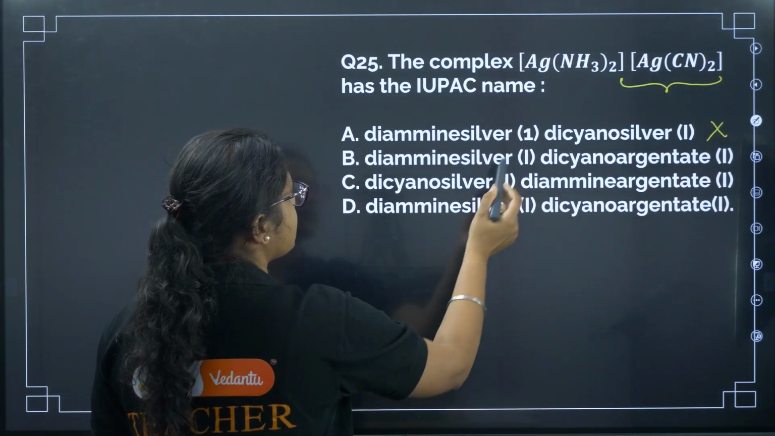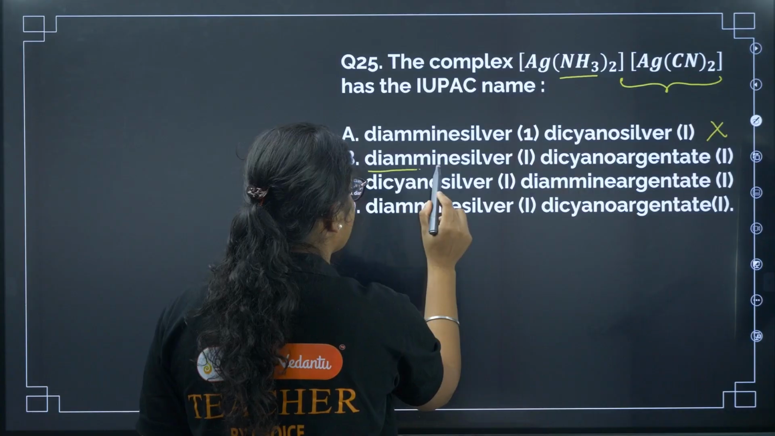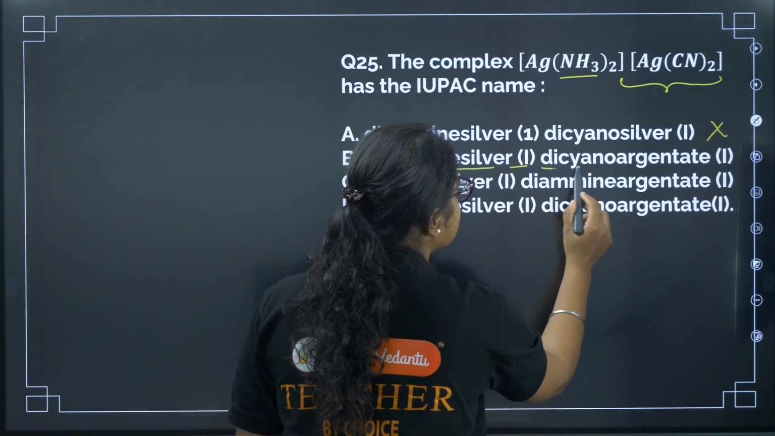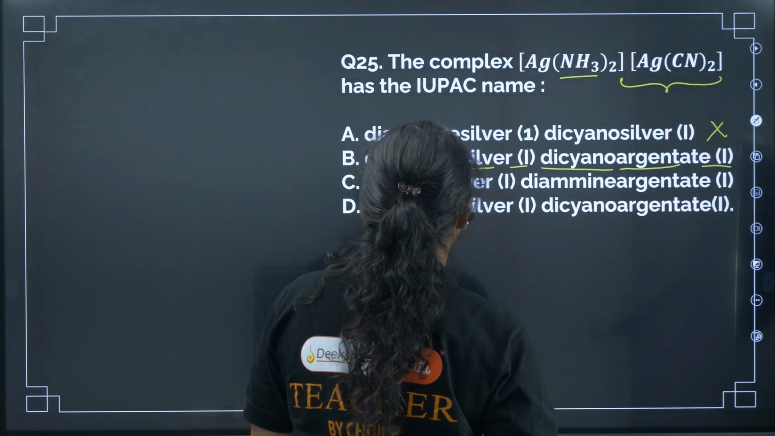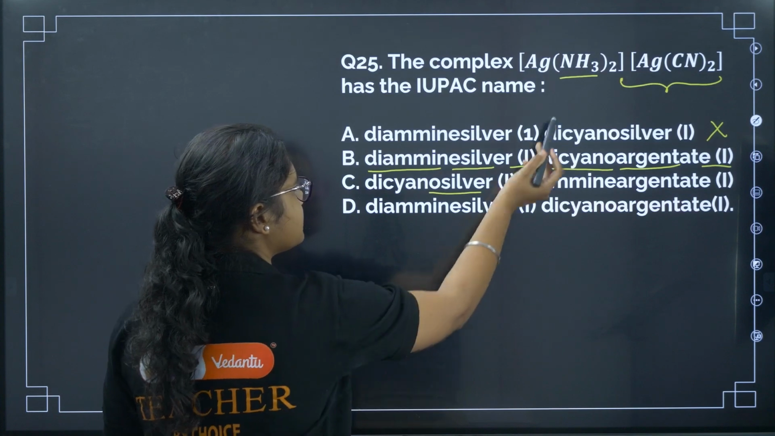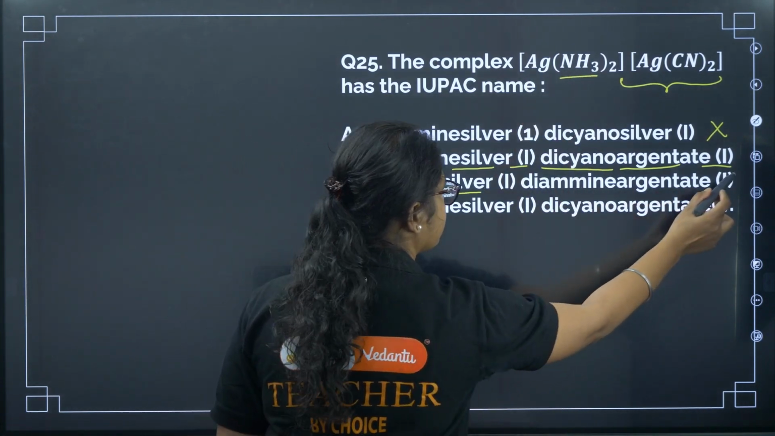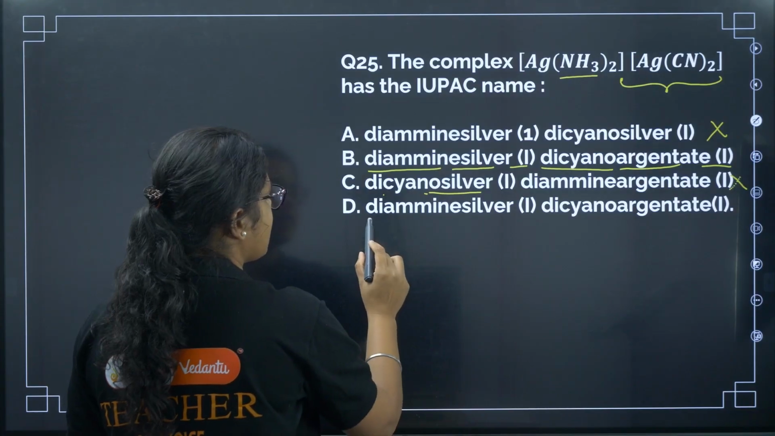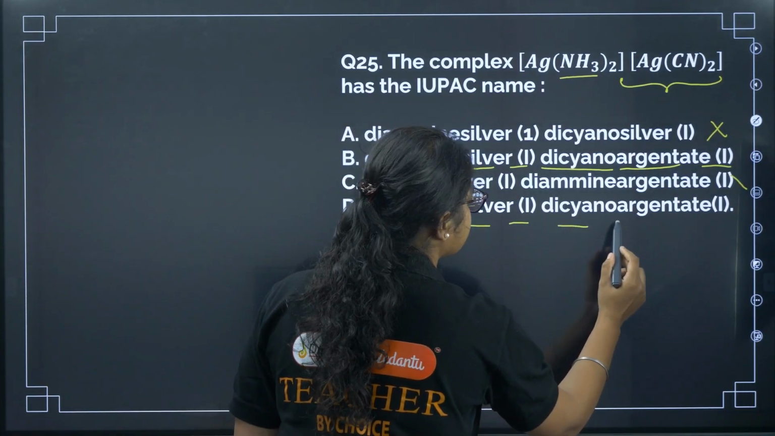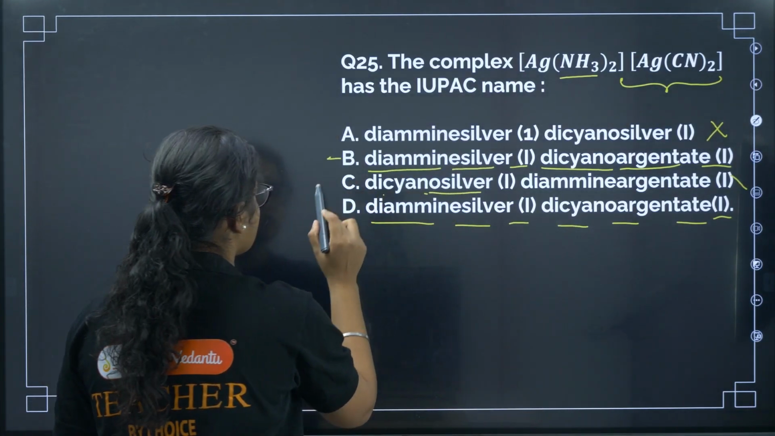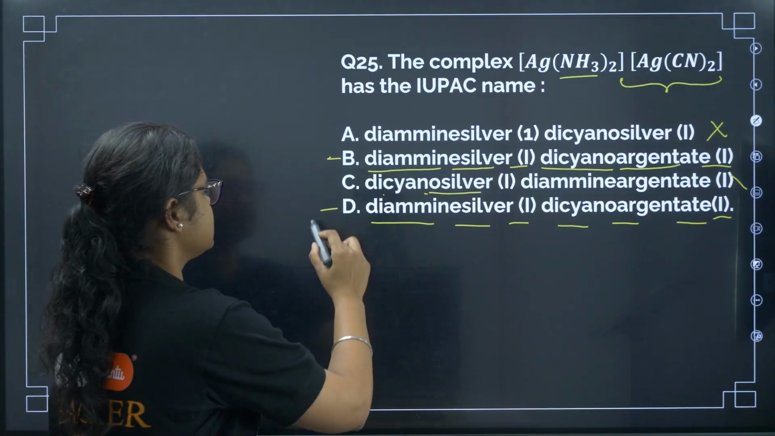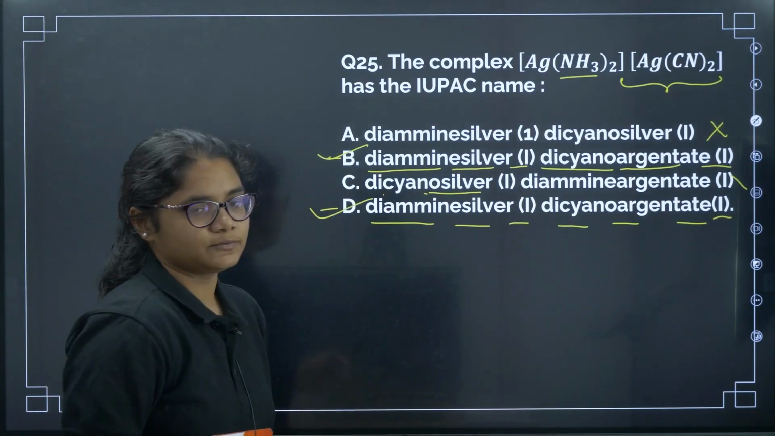Now if we see here, the ligand is amine, so we have diamine silver 1, dicyanoargentate 1. Okay. Here what is the problem? Here dicyanosilver is written first, but the cation should be written first, so that is wrong. Here we have diamine silver 1, dicyanoargentate 1. So these both the options are same. So the correct answer can be option number B as well as option number D.